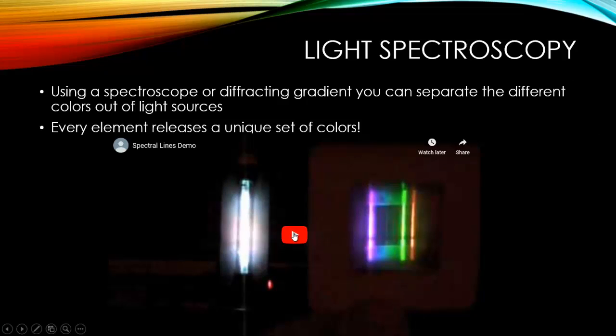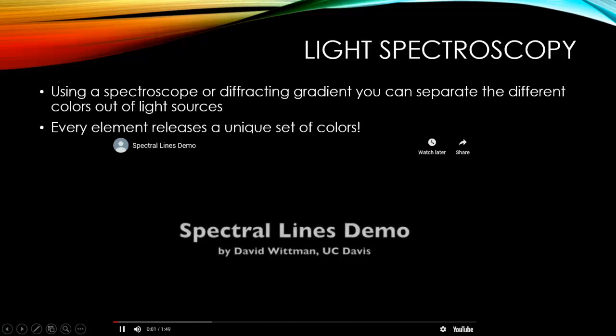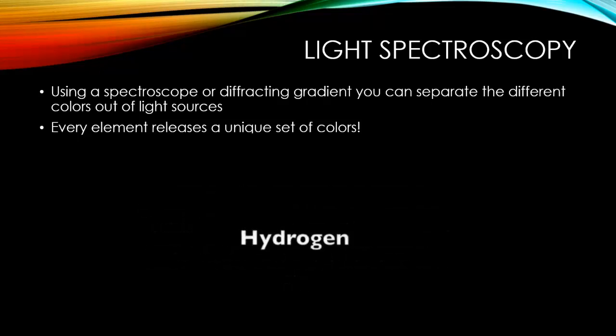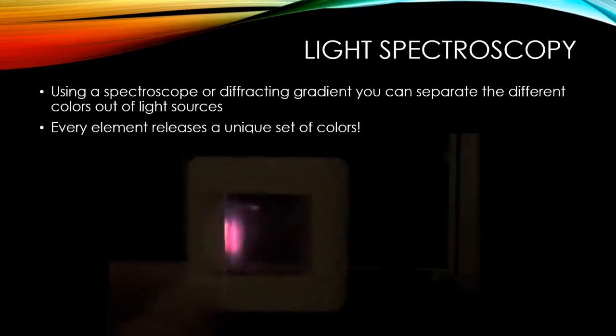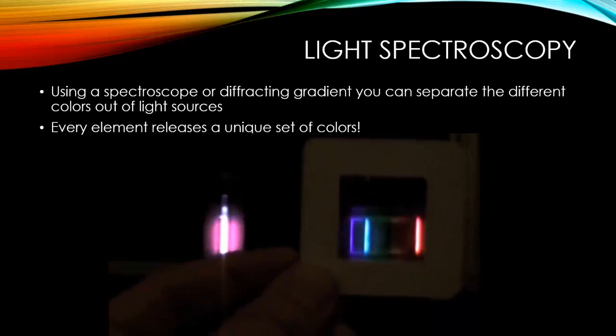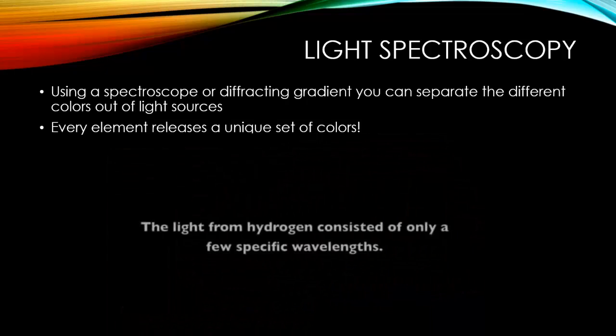To prove this, and to see that every element releases its own unique set of colors, meaning it is different in the amount of energy, you can use something called a spectroscope or a diffracting gradient. A diffracting gradient is this little square thing. You're going to see what happens though. Every element has its own unique pattern because every element has a different number of protons. It'll have a different number of electrons. And that means the nucleus is different, and it means the path for the electrons moving is different. So it takes a different amount of energy to move all of them around, and because of that, you get different colors.